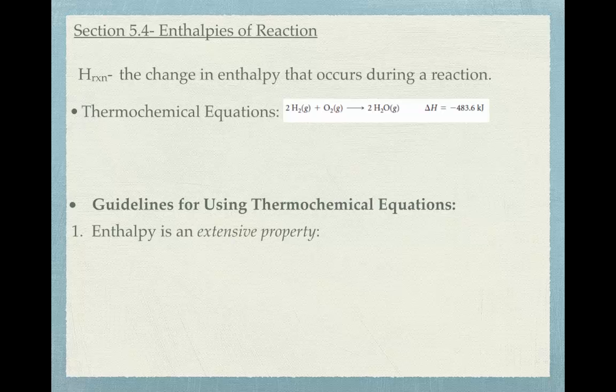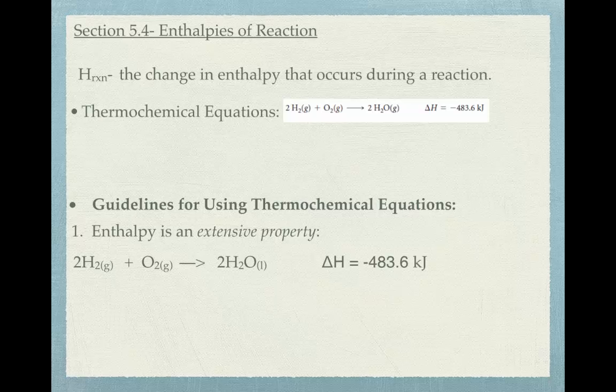The first one is that enthalpy is an extensive property, meaning that it relies on the quantity of reactants and products that you're using, not their identity. So specifically, if you look at this example, what this thermochemical equation is telling you is that 483.6 joules are being released by the system when 2 moles of hydrogen and 1 mole of oxygen react to form 2 moles of water.